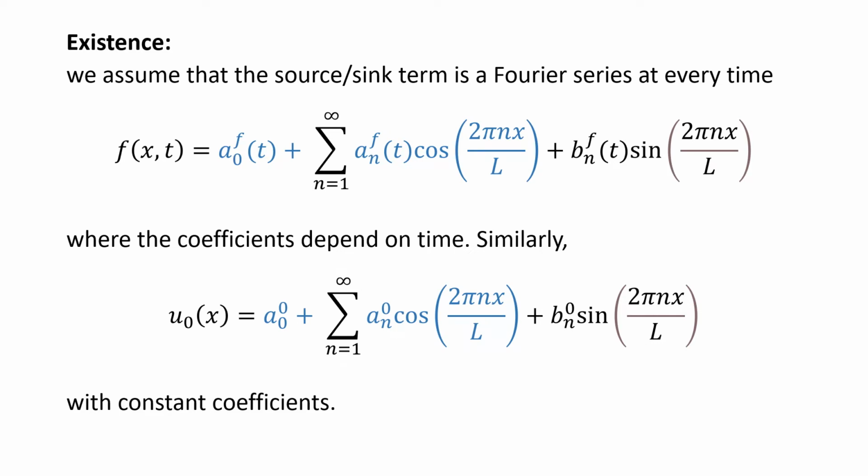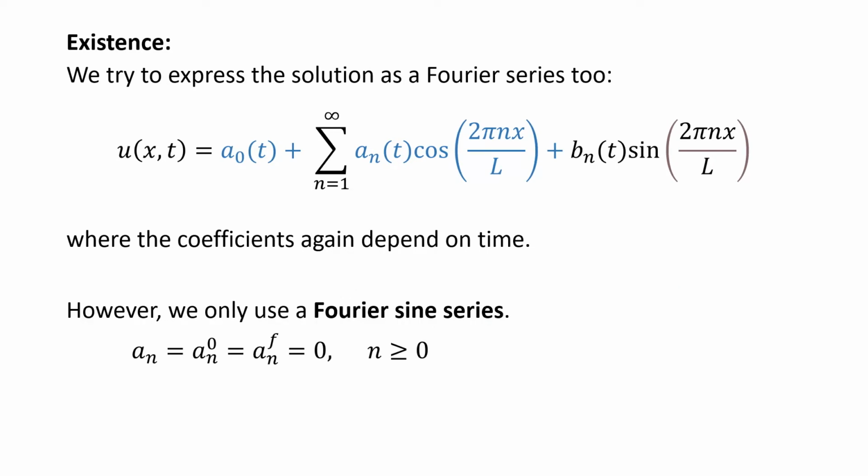Now, since we already have expressed the data of the problem as a Fourier series, we will also try to do the same thing for the solution u itself. u(x,t) will be written as follows. u(x,t) equals a_0(t) plus the infinite sum starting at n equal 1 up to infinity of a_n(t) times cosine 2 pi n x over L plus b_n(t) times sine 2 pi n x over L. And here again, the coefficients in that Fourier series actually depend on time, since the function u itself is also time dependent.